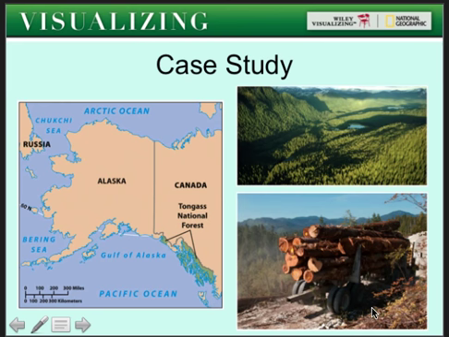And finally, we get to our case study for this chapter. This is the Tongass debate over clear-cutting. This is a rare temperate rainforest in Alaska's southeastern coast. It's made up of old-growth forests. Some trees are about 700 years old. It's a prime logging area.